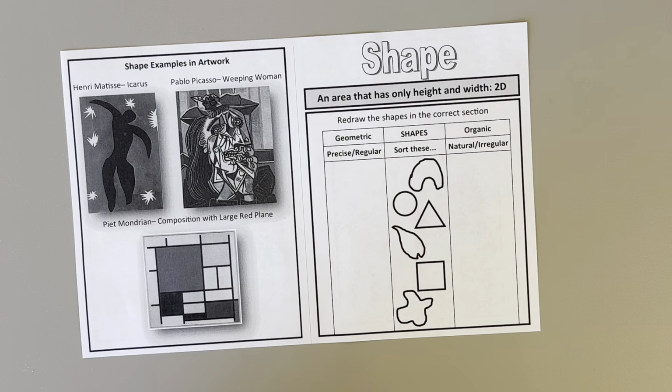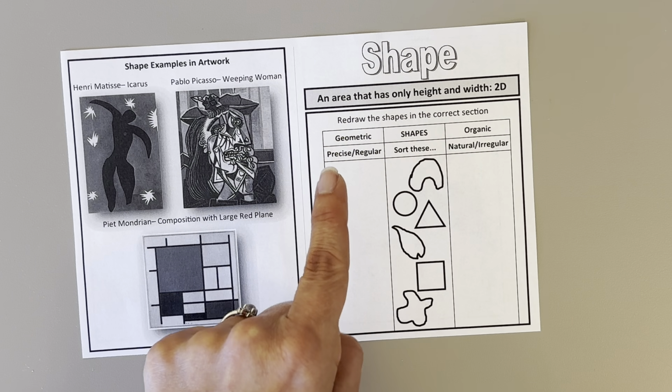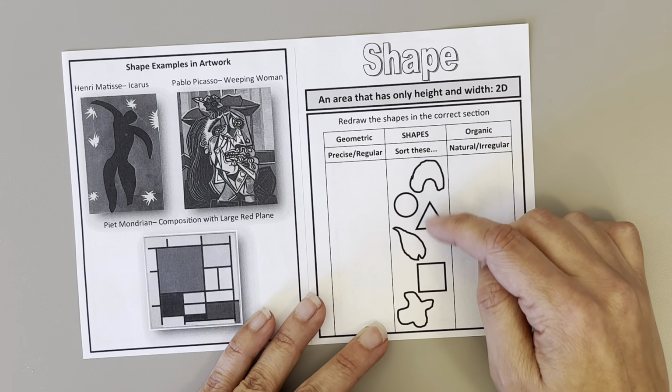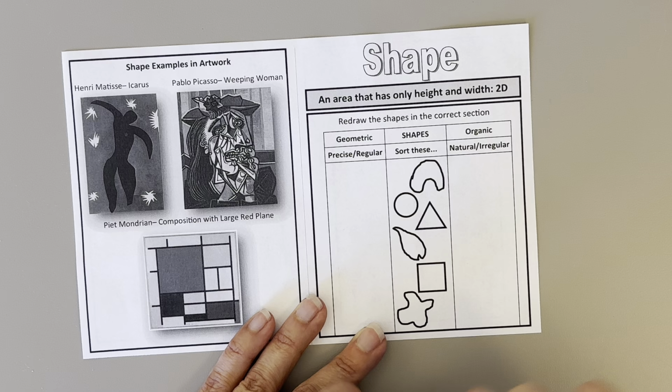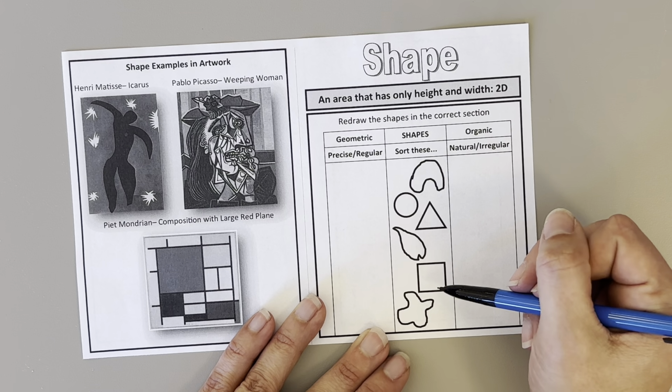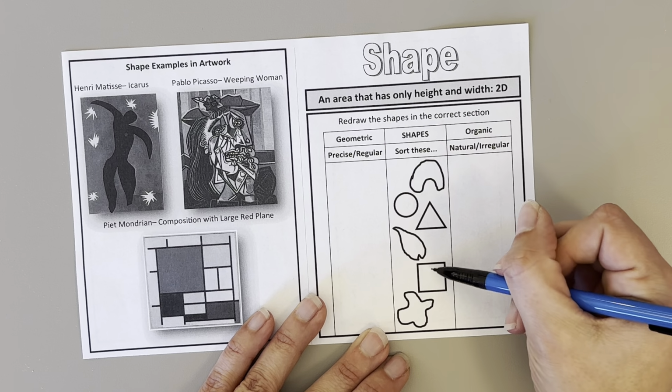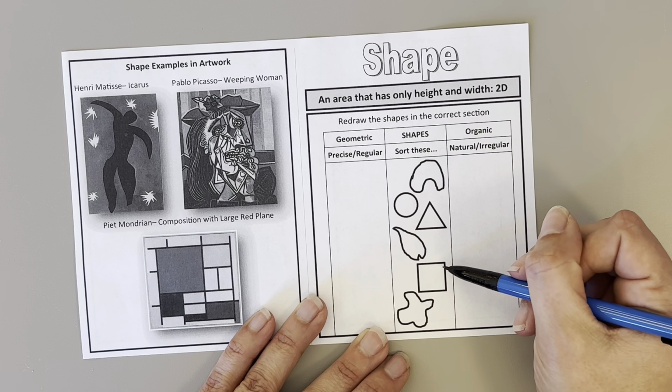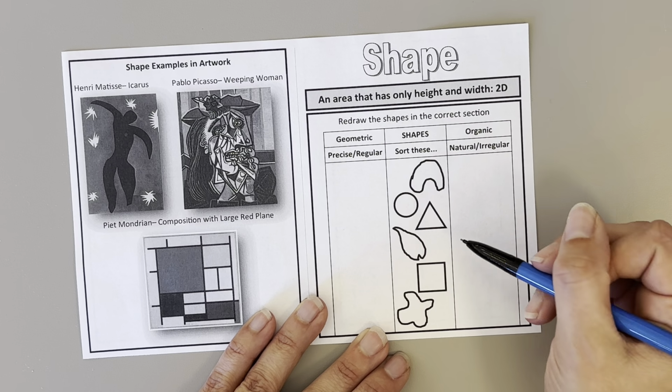Let's talk about what shape is before we get into our first activity for today. Shape is an area that only has height and width. That's the difference between a square and a cube: we've got height and width, but it doesn't go back into space like a cube would.